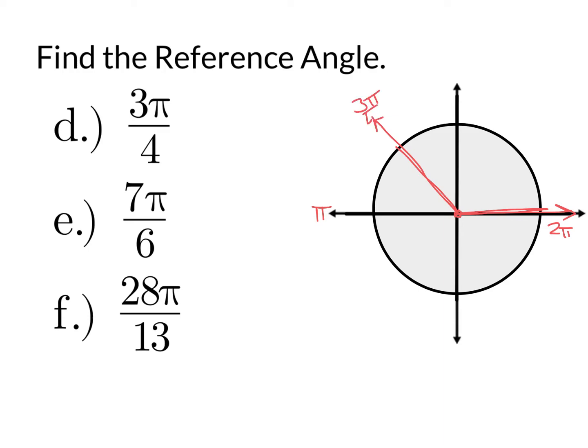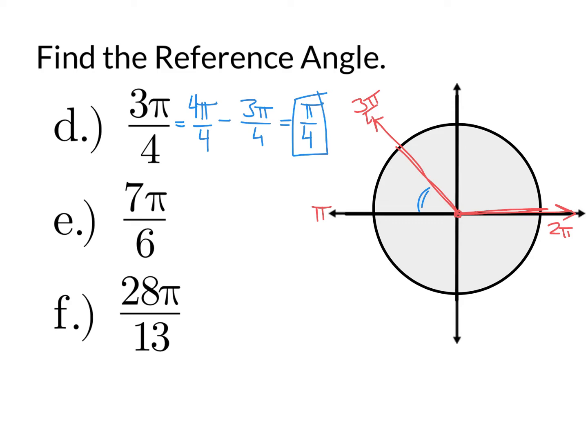And if we want to find the reference angle, right here, that's going to be taking the pi and subtracting off 3 pi over 4. If we're going to subtract fractions, we need to get common denominators, so that would be 4 pi over 4 minus 3 pi over 4 is pi over 4.